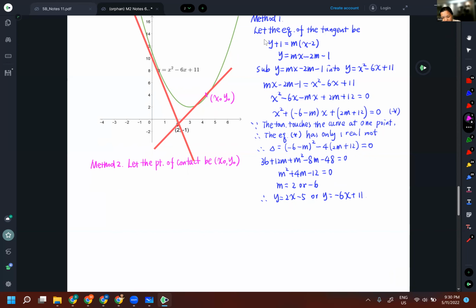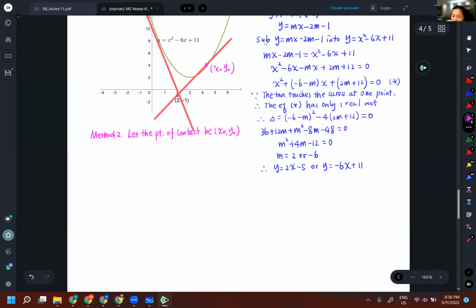Now, derivative: dy/dx equals 2x minus 6. I think that's the differentiation. The differentiation part is done so quickly. So quickly. But how to use it? Wait.